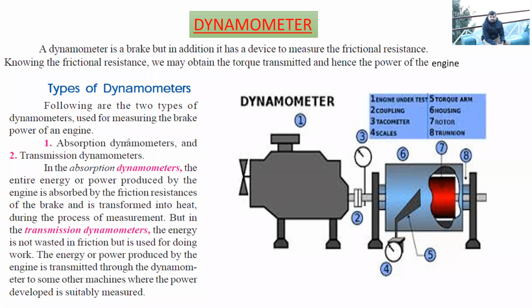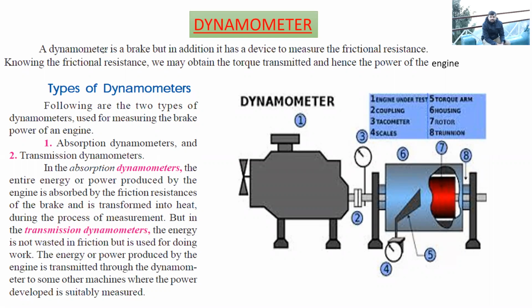All right. So in this absorption type dynamometer, the power produced by the engine is absorbed by the friction resistance of the brake and is transformed into heat. But in the second type, the transmission dynamometer, energy is not wasted in the form of heat, but it is used for some useful work while measuring its power through the dynamometer. It is transmitted through the dynamometer to some other machine where the power developed is suitably measured. All right. So these are the two types of dynamometers which we'll be studying.